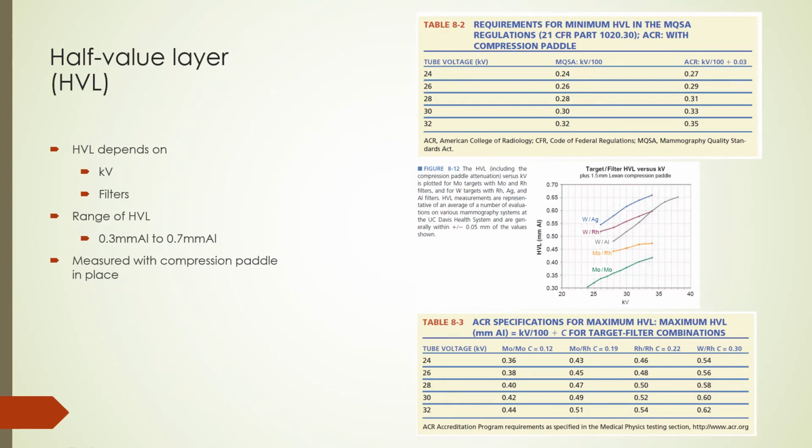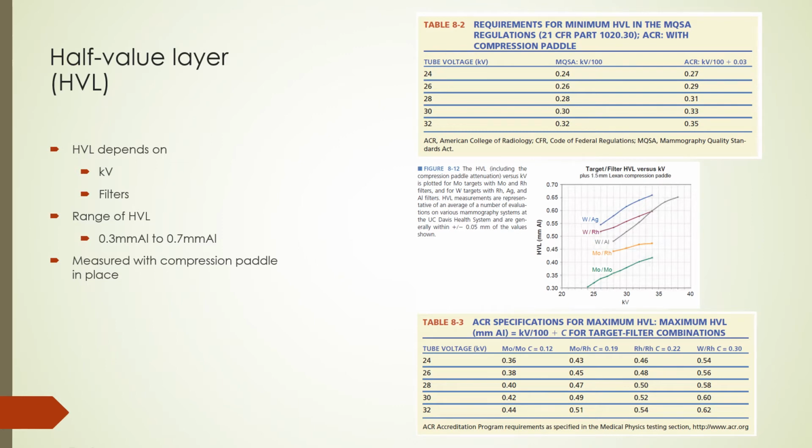Beam quality is important in mammography to ensure the beam is optimized for the best image quality at the lowest possible dose. Beam quality is characterized by half-value layer. The half-value layer depends on the kV and filtration in the beam. Half-value layer ranges from 0.3 to 0.7 mm of aluminum for the kV range and combinations of target material and filter thickness used in mammography.